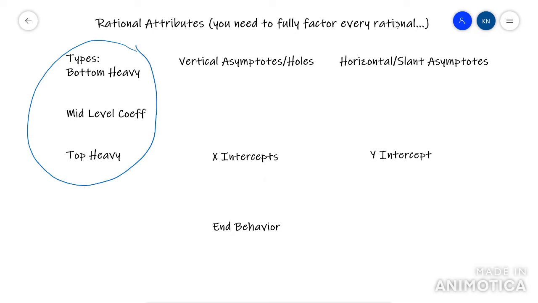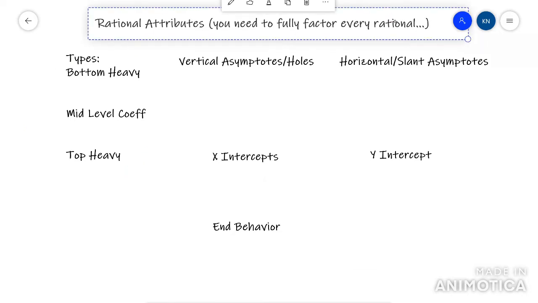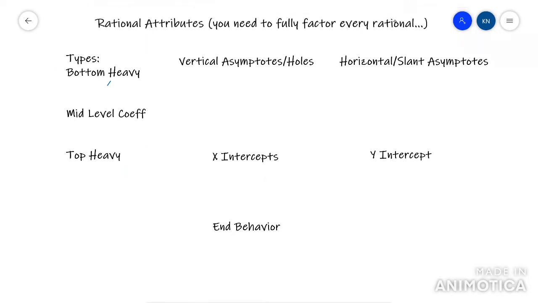There's bottom-heavy rationals, which look like this, like you would have something like this. And when I say bottom-heavy, I'm referring to the exponents here. So like the top has an exponent of 1, the bottom has an exponent of 2. It's a higher exponent on the bottom. That means it is a bottom-heavy rational.